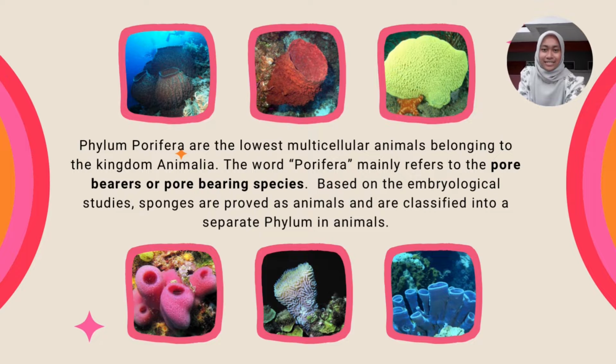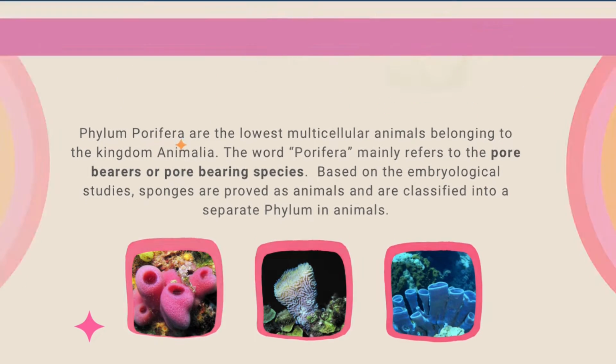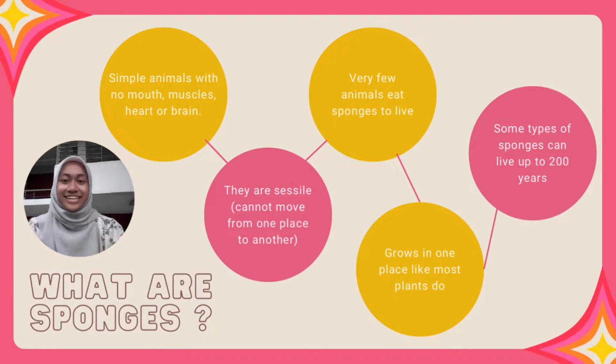So as you can see here, there are a lot of types of phylum Porifera that can be found in the sea. Okay, what are sponges? Sponges are actually simple animals with no mouth, muscle, heart or brain. Next, they are sessile, which means they cannot move from one place to another and only grow in one particular place. Other than that, very few animals eat sponges to live, for example, turtles.